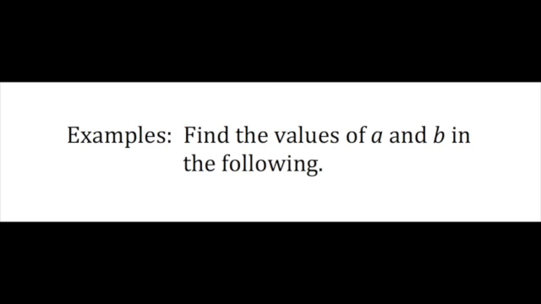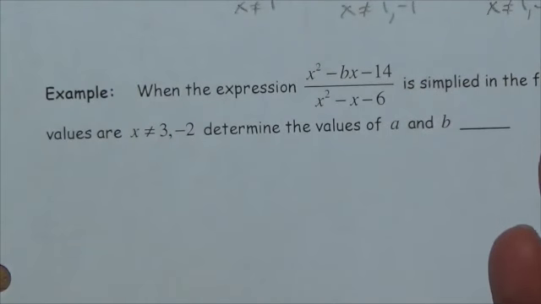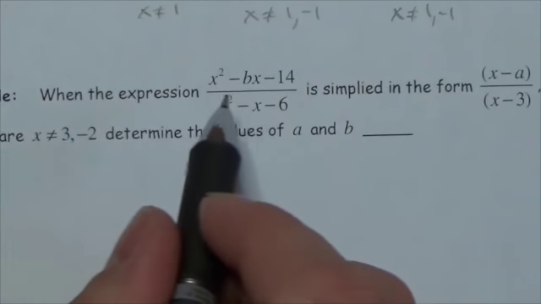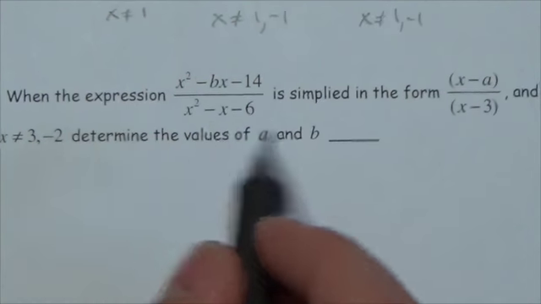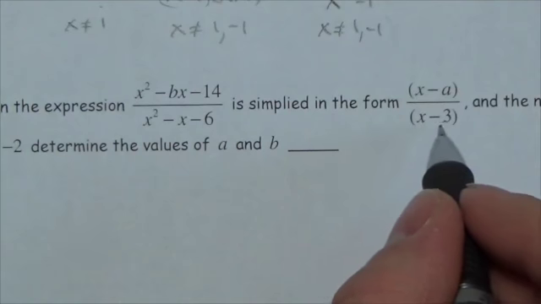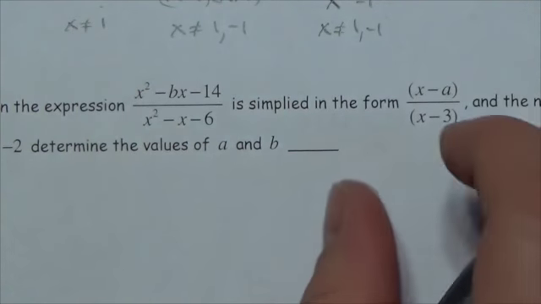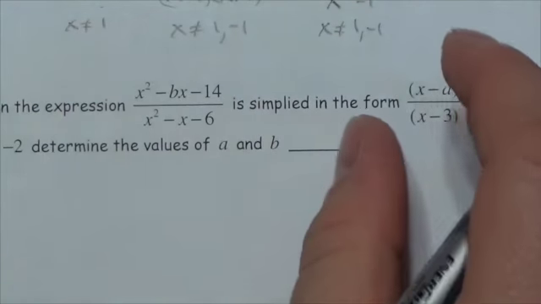Find the values of A and B in the following. All right, now this last question in this lesson here, this is kind of an interesting one. This strikes me as the sort of question that would make a good exam question, okay? So when the expression x squared minus bx minus 14 over x squared minus x minus 6 is simplified into the form right here, okay? X minus a over x minus 3. Now, this is our goal here. We're taking this thing and simplifying it down.